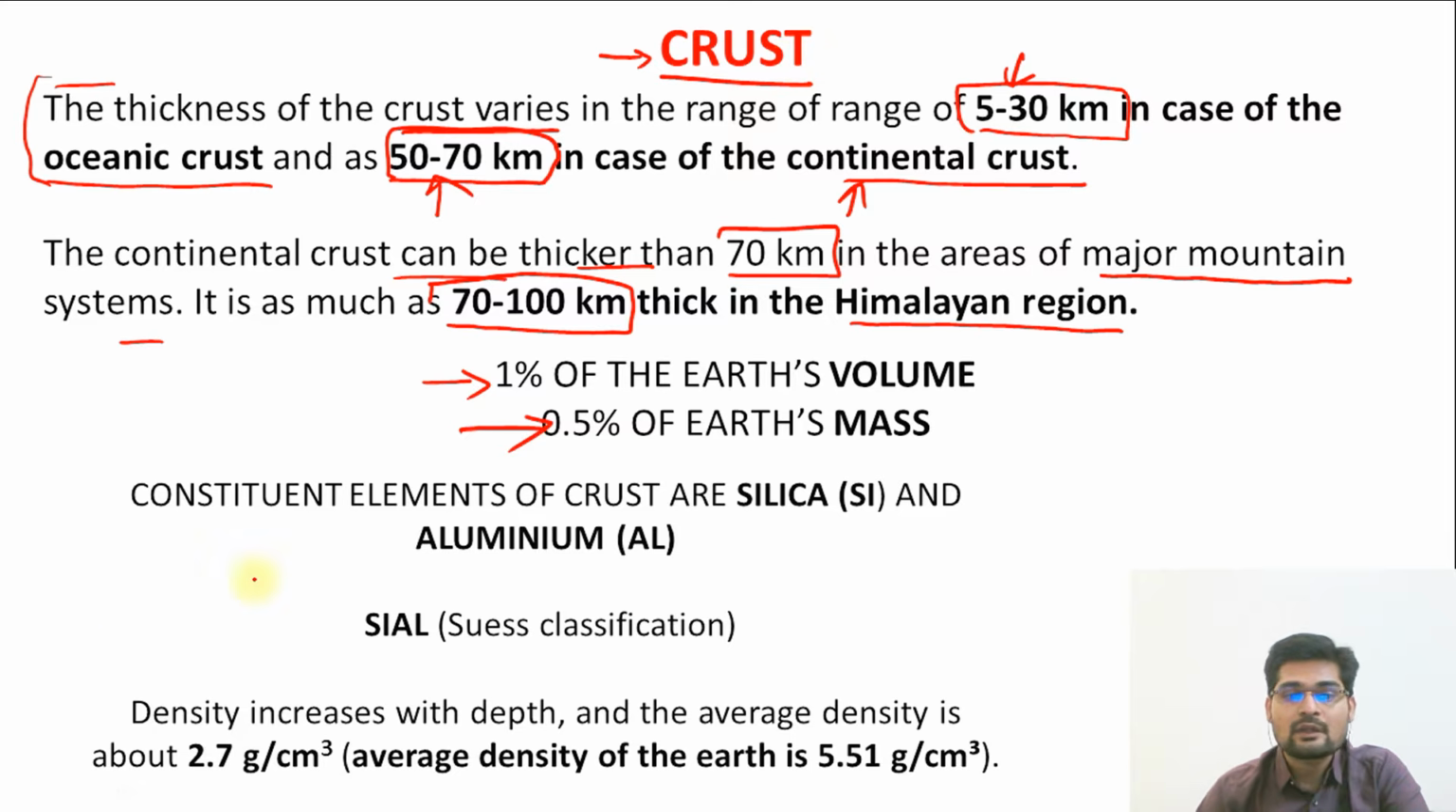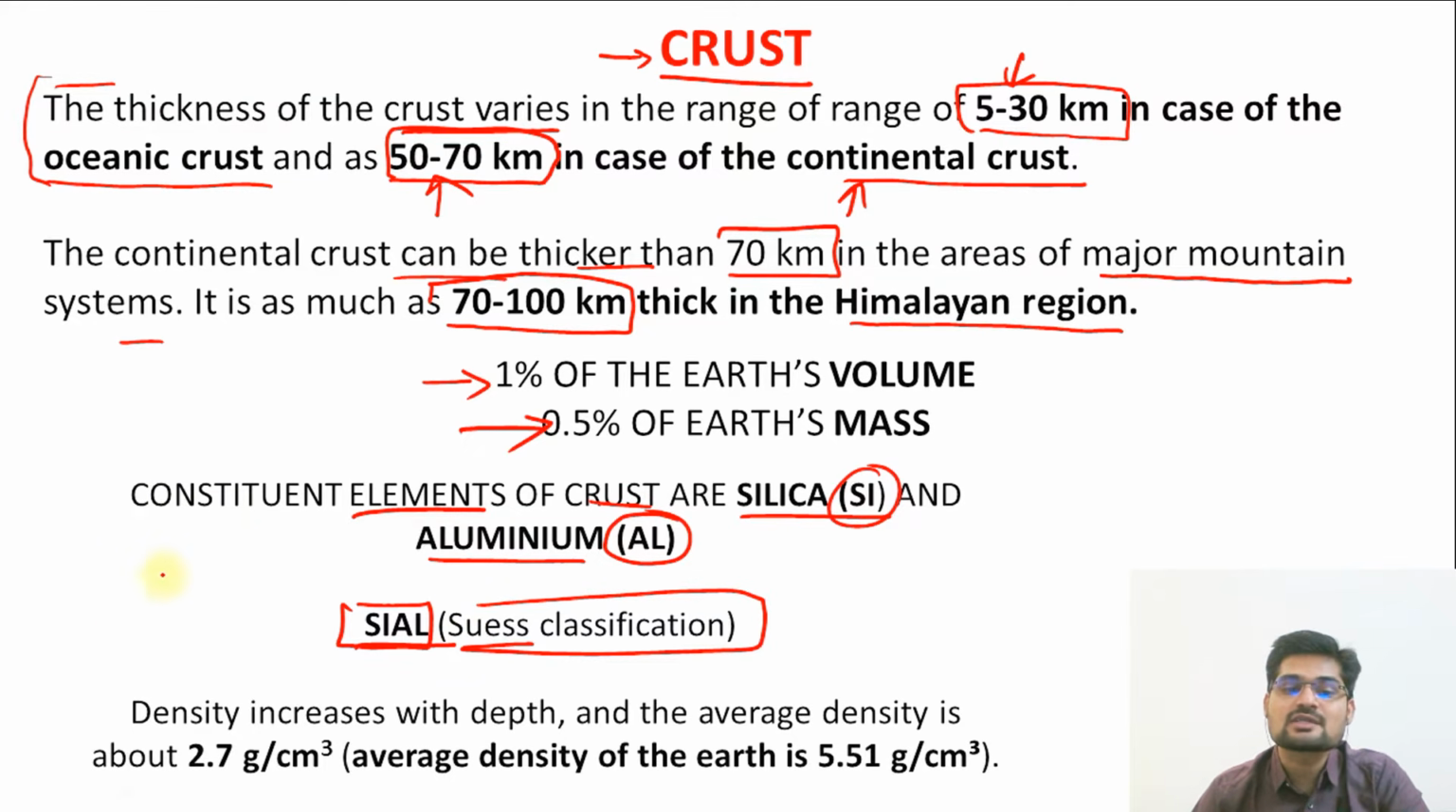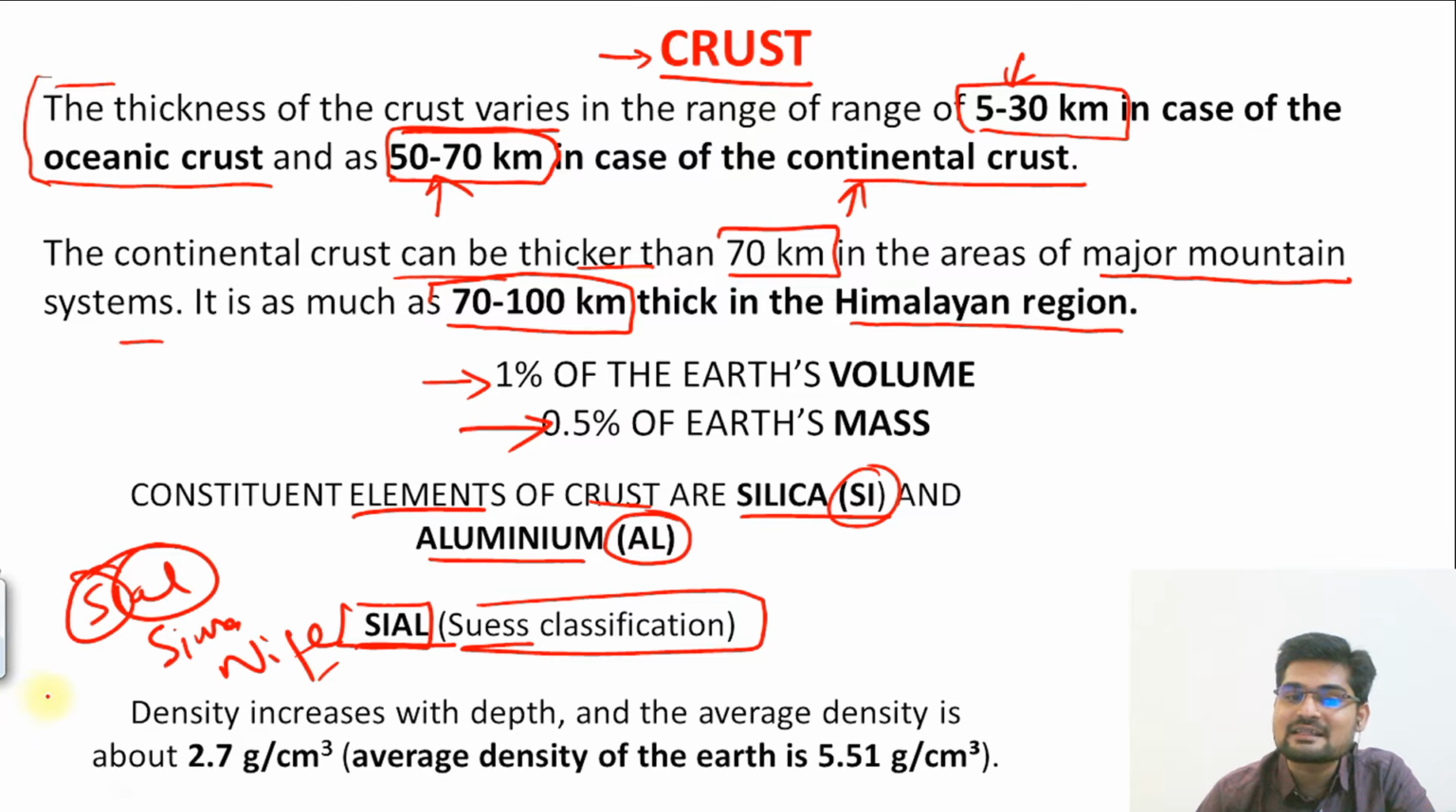Now, the constituent elements of the crust are largely silica, that is Si in terms of its symbol, and aluminium, that is Al in the symbol. So what we say is it is Cr. According to the scientist Suess, he classified Earth's structure into Sial, Sima and Nife. That is the old classification that we study. This Sial is basically the crustal layer where you have silicon and aluminium. So silica and aluminium is the top component.